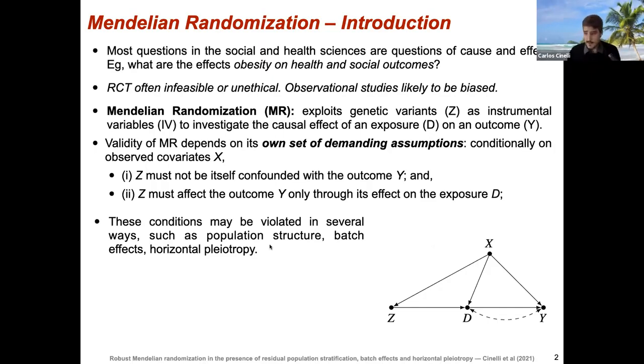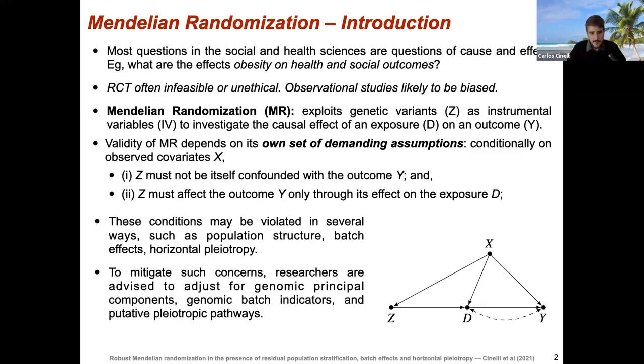So the problem is that these conditions may actually be violated in several ways, even though Mendelian randomization tried to exploit this idea of Mendelian heritage, and there is some plausible argument that these genetic variants are indeed random. You can have biases due to population structure, due to batch effects, for example, when processing the data, or due to horizontal pleiotropy, which I'm going to explain to you in a second what it means.